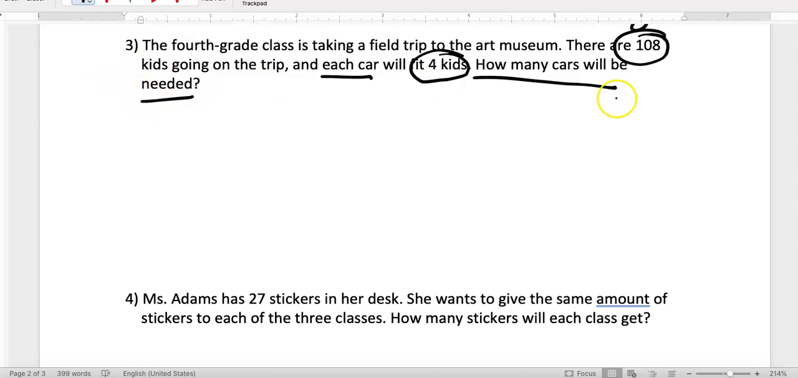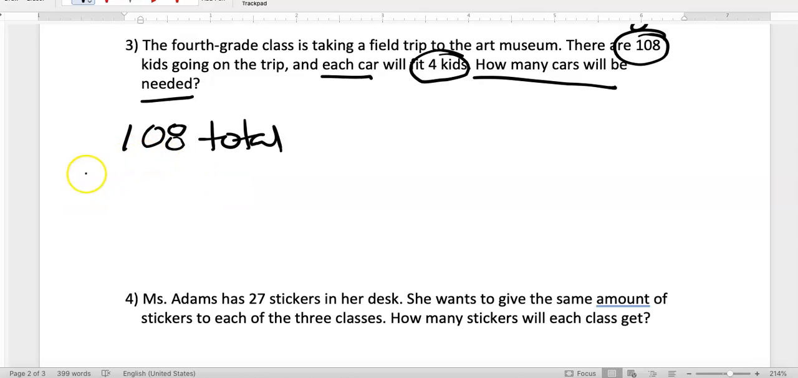be needed? So I'm not trying to figure out how many kids are going to be in a car. I need to figure out how many cars are needed, because they tell us already that 4 kids can fit in a car. So we have 108 kids. There are no more going, so that's my total, 108. 4 kids can fit in a car.